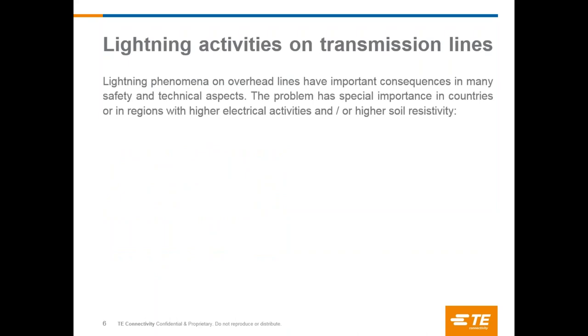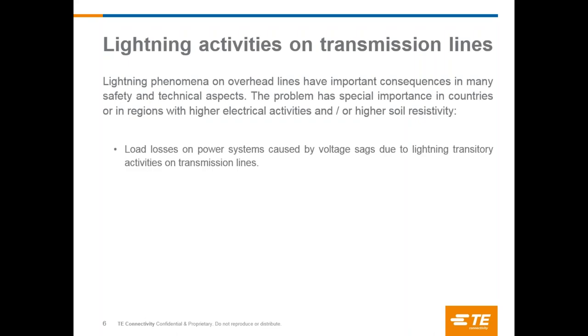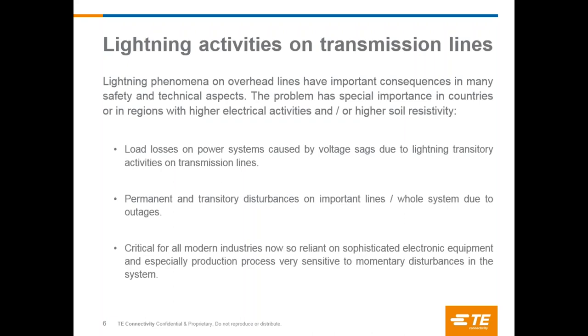The problem has special importance in countries or regions with higher electrical activity and/or higher soil resistivity. Although it's a fact that most of the non-scheduled outages are transitory in nature, in many cases this is still deemed by power supply utilities and their customers to be unacceptable. Power supply utilities themselves have verified the load losses caused by voltage sagging in their systems due to transitory outages caused by lightning activity. In some regions, they found serious permanent damage on the system itself due to disturbances occurring on important lines. And finally, loss of power supply is critical for all modern industries, especially today as these customers are more reliant on sophisticated electronic equipment and special production processes, which are very sensitive to momentary disturbances on the system.